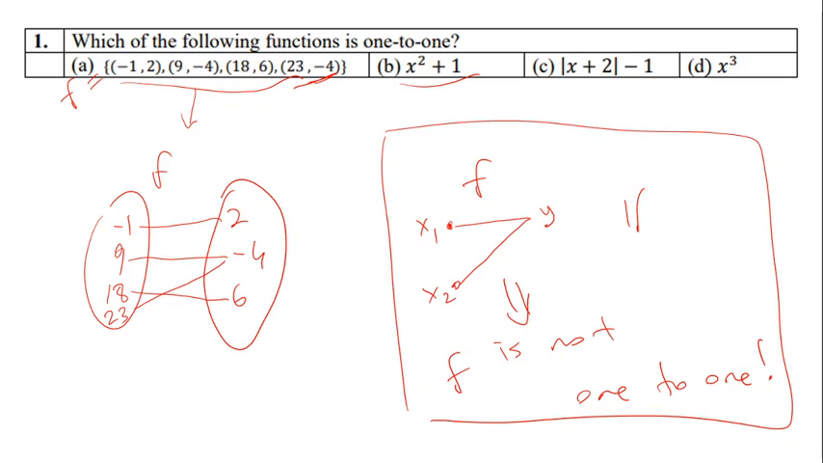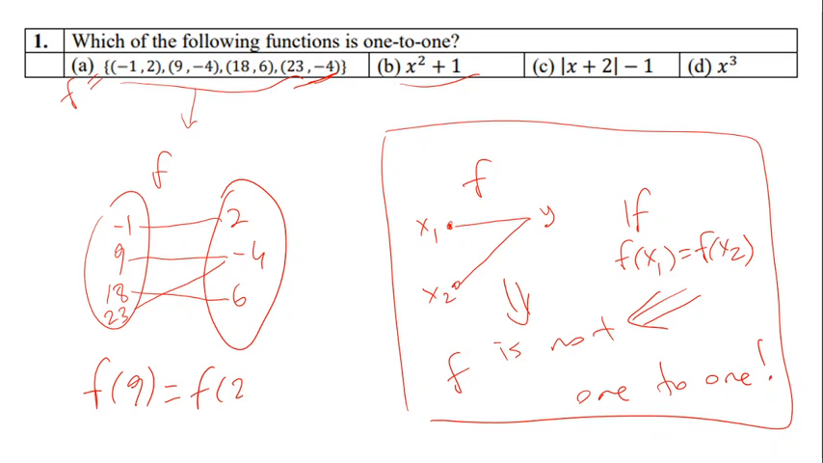Basically, if f of x1 is equal to f of x2 for some x1 and x2, then we say f is not one-to-one. Here, as you see, f of 9 and f of 23 are assigned to the same value, -4, so f is not one-to-one. So this is not one-to-one.